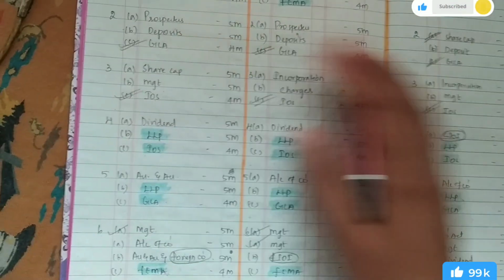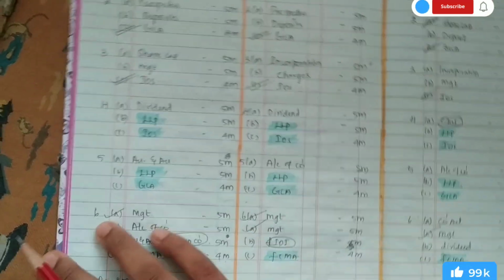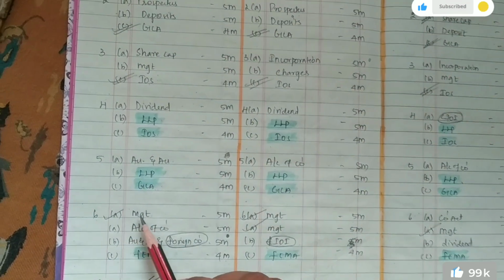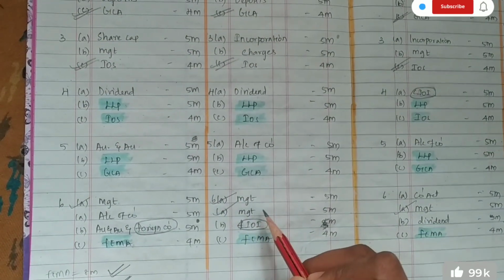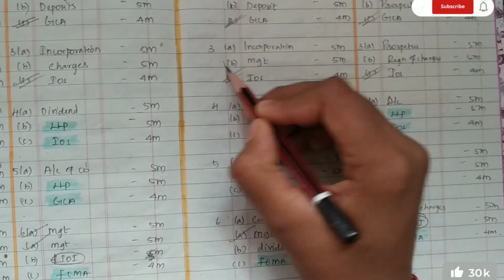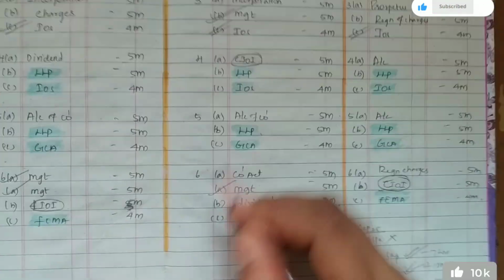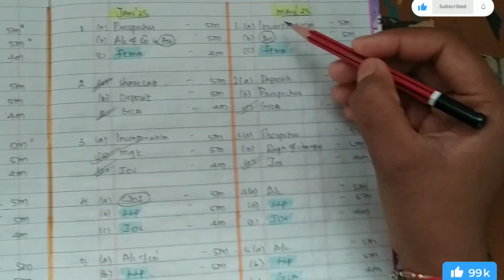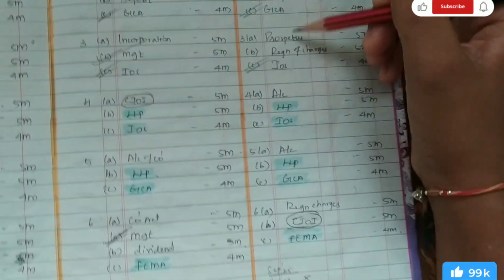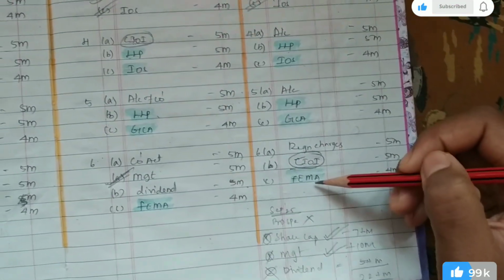And one more thing, guys, if you see that in the many simultaneous attempts, they have asked repeated questions from the management chapter. Here also it has been asked in the management chapter. But when you see here in the May 25 attempt, there is no management chapter at all in your question paper.